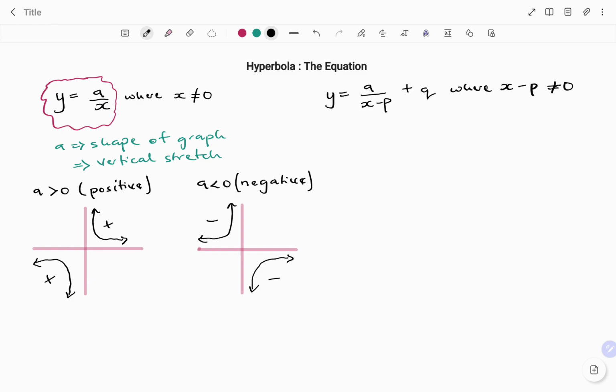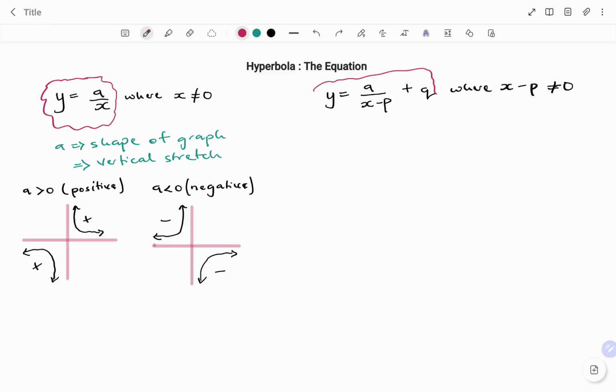However, if your graph has shifted up or down, left or right, then the equation of your hyperbola, the standard equation, will be y equals a over x plus p, plus q, where your q is your vertical shift. That is, if the value of your q is positive, then it has shifted up, and if the value of your q is negative, then it has shifted down.